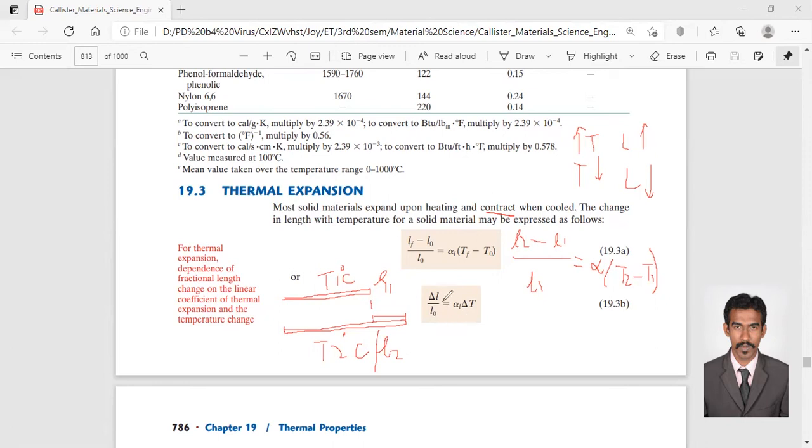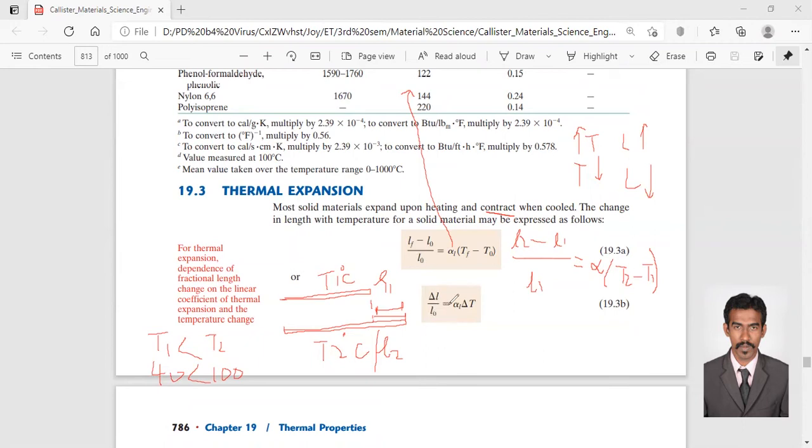In other words, we can say delta L upon L naught. This delta L is the change in the length, L2 minus L1, that is only this much. This can be written in another format also. When you see LF minus L naught, that is L2 minus L1. So this is L2, this is L1, and L2 minus L1 is this length only. That is actually the increased length, so I can put it as delta L. This is the increased length divided by L naught, the initial length.